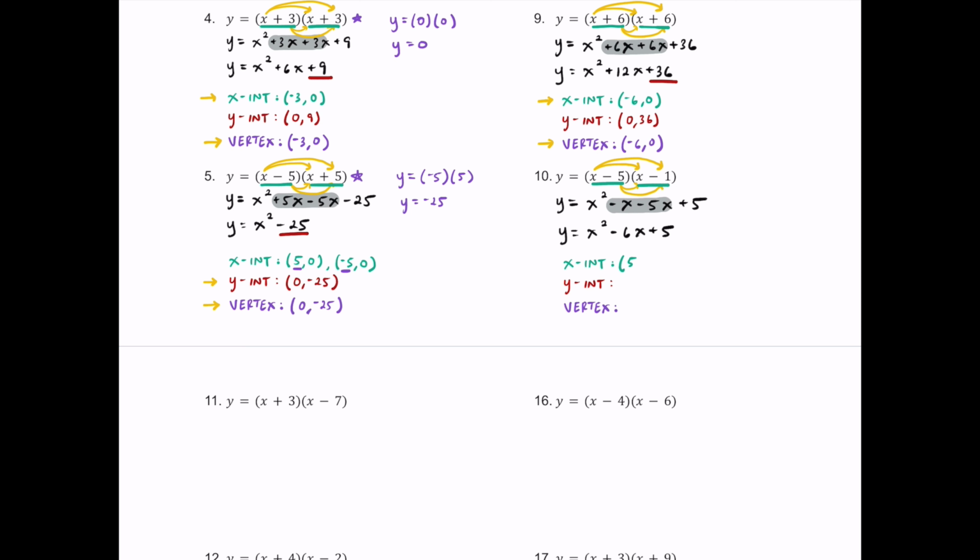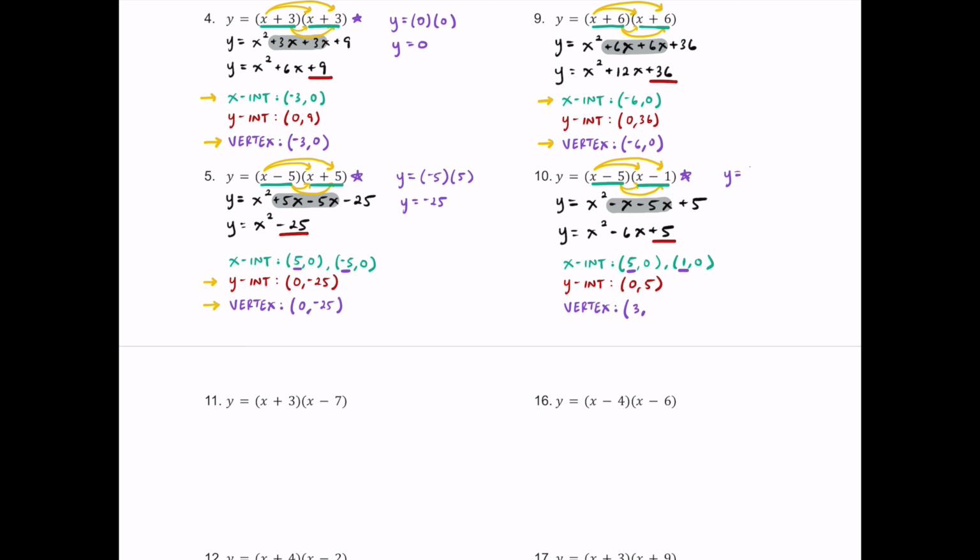X-intercepts here will be (5, 0) and (1, 0). For the y-intercept, that will be (0, 5). And for the vertex, we have to go halfway between 5 and 1. They are 4 apart, so 2 more than 1 would be 3. So when x is 3, let's plug it in here and see what y would equal.